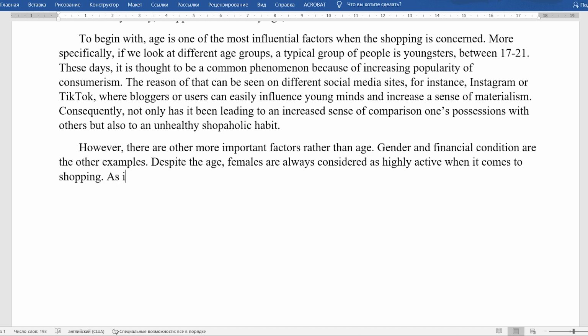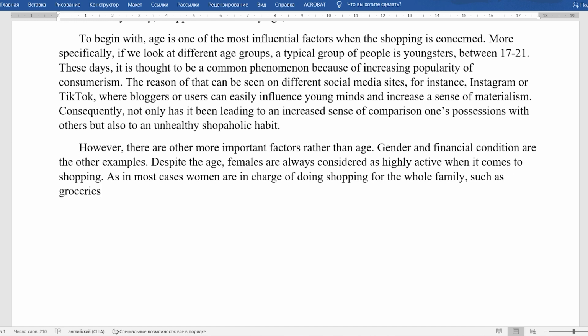So as in most cases, women are in charge of, which means responsible for, doing shopping for the whole family, such as groceries. Instead of "like" or "for example", I can use "such as" groceries and clothes. So this is also a good idea to support my idea. So full stop, I think.